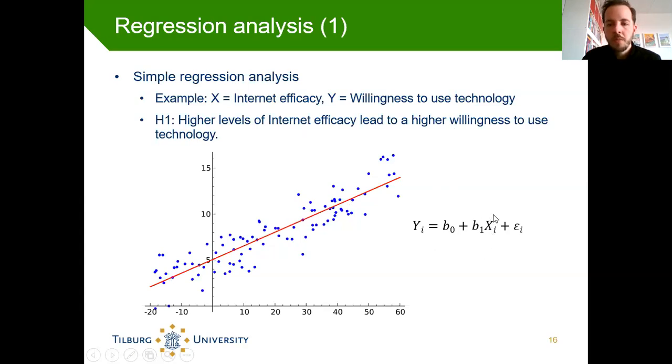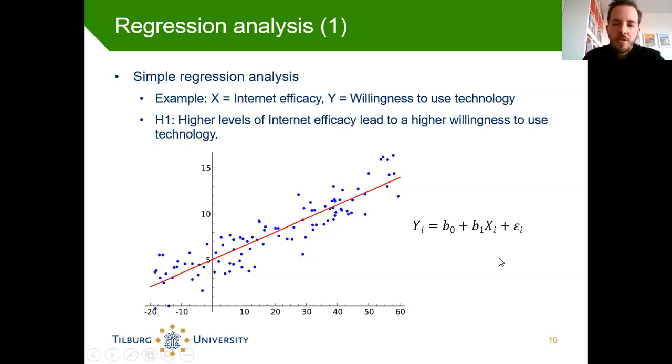X is this other variable, the predictor, and it also has a certain parameter. This parameter stands for the slope of this line. So this line can be relatively steep or not, which leads to different parameters here. So the steepness of this line, the slope of this line, is represented in this parameter.